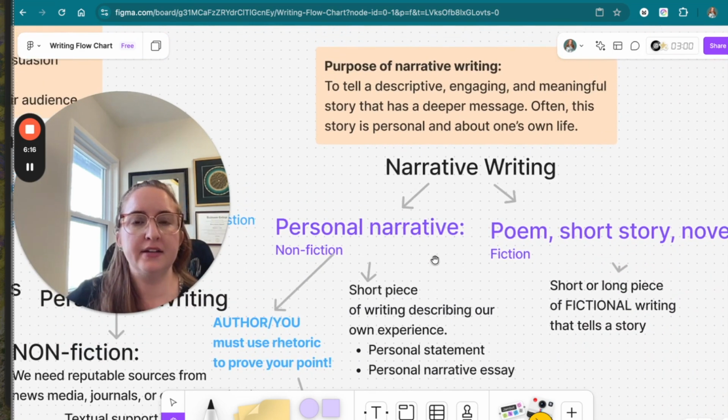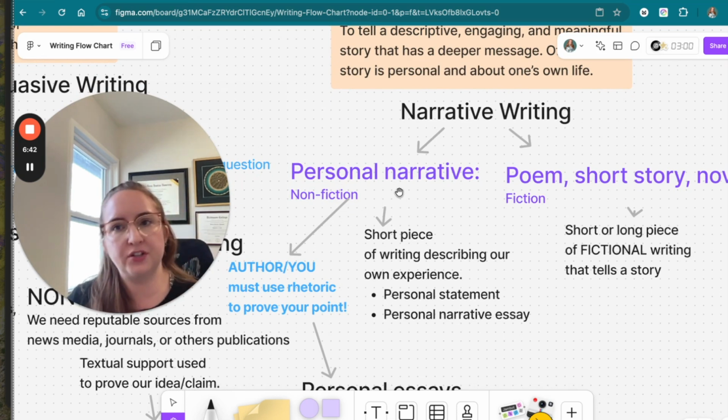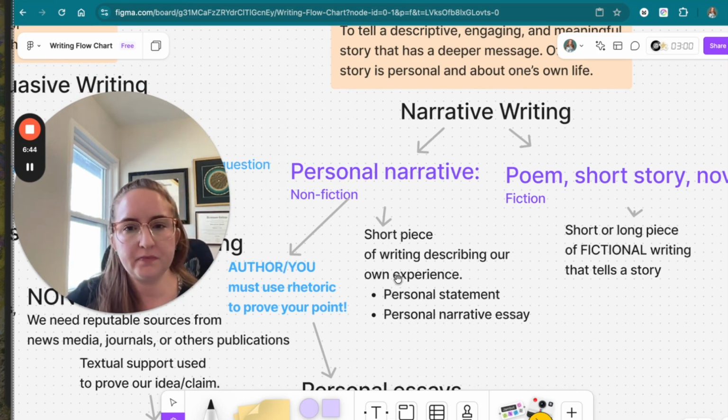Lastly, narrative writing. Narrative writing is writing that tells a descriptive, engaging, and meaningful story that has a deeper message. So often this is a personal story and maybe about one's life if it's a personal narrative. This is probably going to be nonfiction since it happened, or it could be a mix of the two, like a memoir, some fictional, some non-fictional. Or more for students' purposes, it might be a personal statement or a narrative essay.